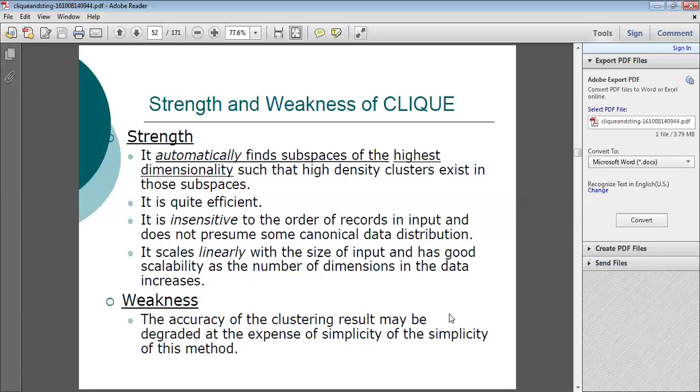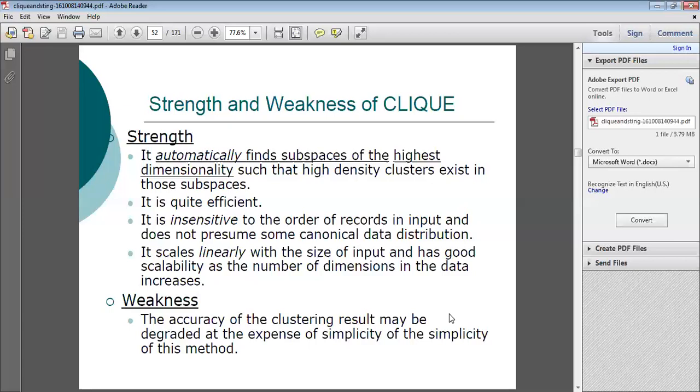It is insensitive to the order of records in input and does not presume some canonical data distribution. It doesn't matter in which order we are taking a component or which sequence we are taking. So it does not depend on which two dimensions we are taking together. So it is very easy to use, and it is no problem to take any dimensions at the start or later.